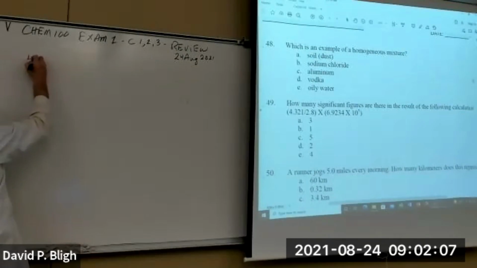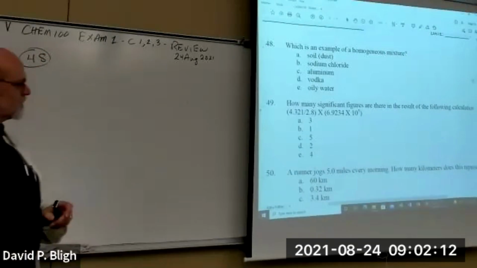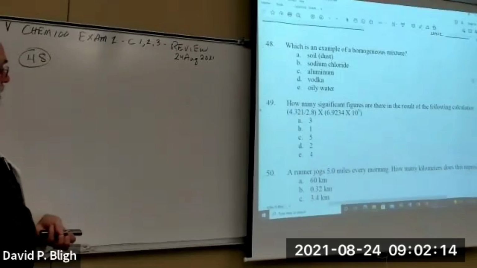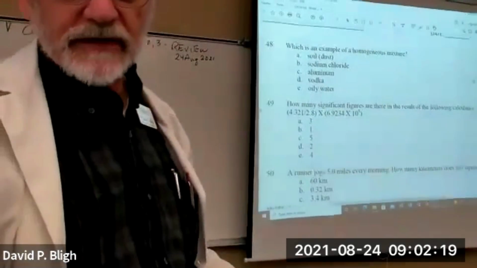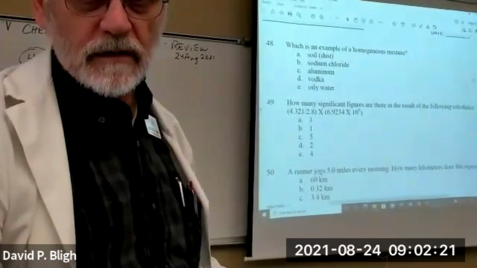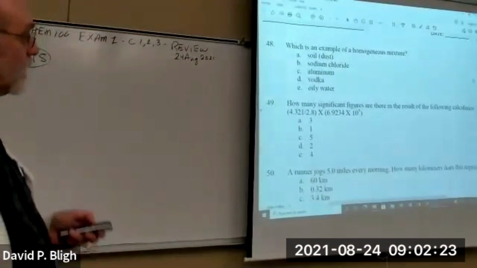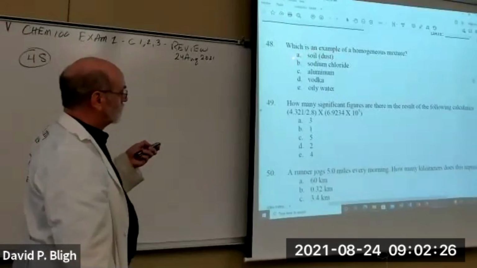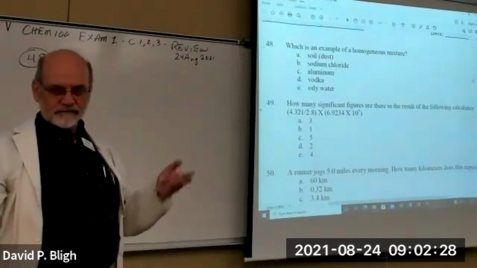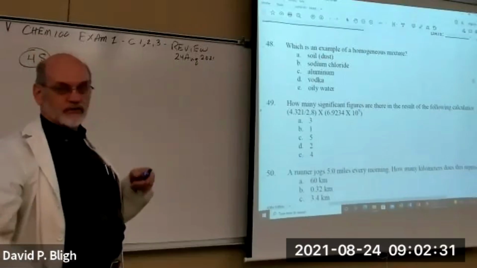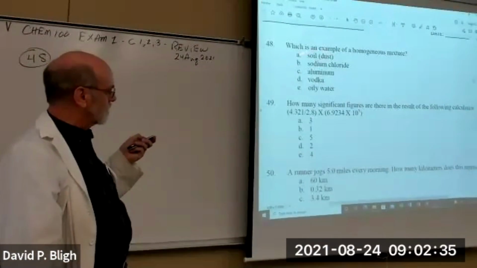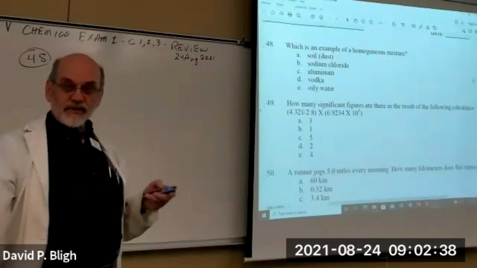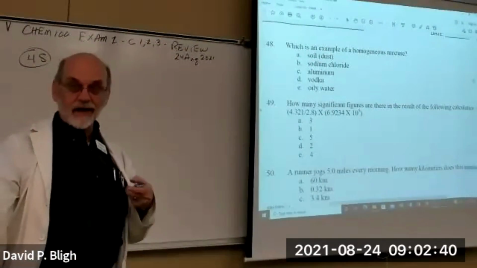Homogeneous mixture. Can we just do one of those? Which is an example of a homogeneous mixture. Okay, we'll do another one. Right, we already know that soil, or they're saying soil and dust. They're two different things in my world, but that's okay. This is heterogeneous. Sodium chloride is a pure substance. It's a compound. It's an ionic compound.